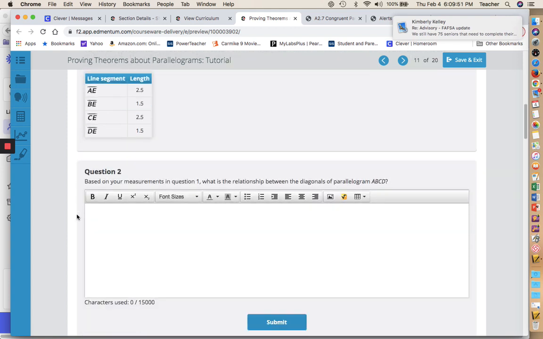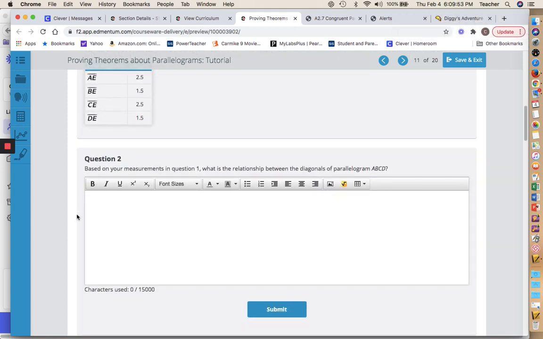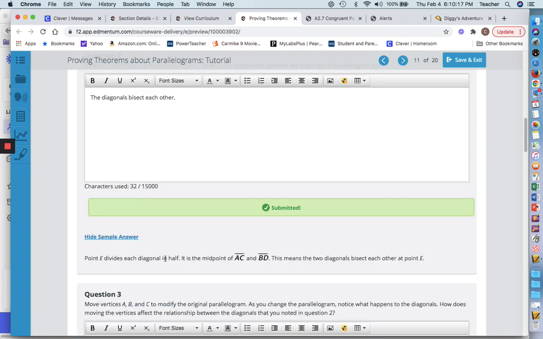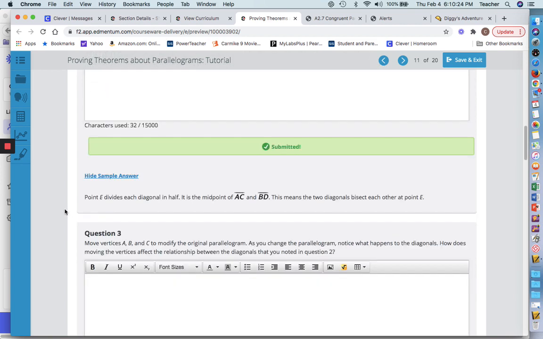All right, so something new we've learned. Diagonals bisect each other. In other words, they cut each other in half. The 2 parts are equal. Based on your measurements in question 1, what's the relationship between the diagonals of the parallelograms? Ha! Just answered it. The diagonals bisect each other. Yeah, it divides it in half. That's the same as the word bisect. So that makes me a midpoint there, which is point E.